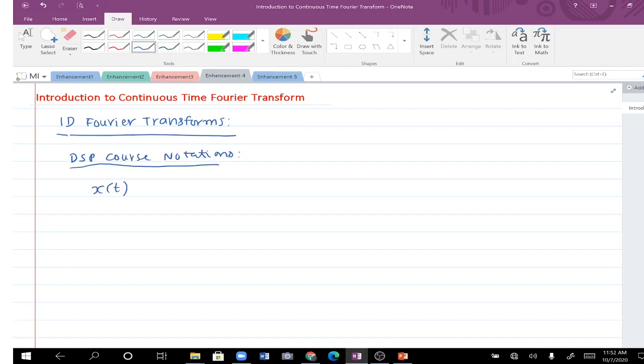If you recollect, let x of t be the one-dimensional signal for which we would like to compute the continuous time Fourier transform.